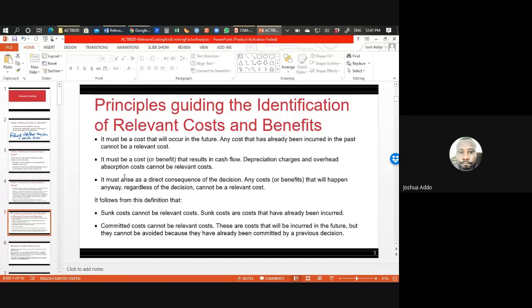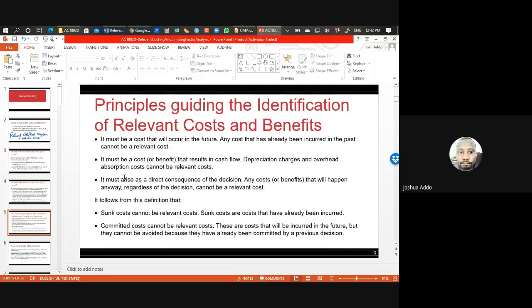Okay, so with that said, now let's look at principles guiding the identification of relevant costs and benefits. We have this scenario about a decision to take. Do we have some principles that we can follow to identify what is relevant? We have already talked about some of them, like incremental costs, future costs, differential costs. They are all part of the principles. But let's repeat it for emphasis.